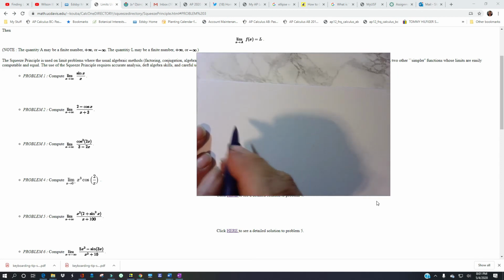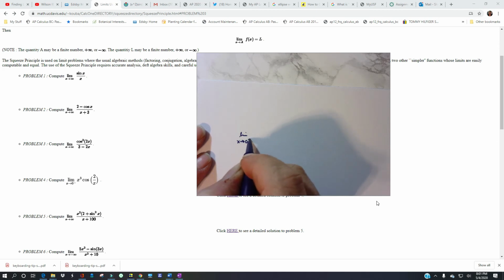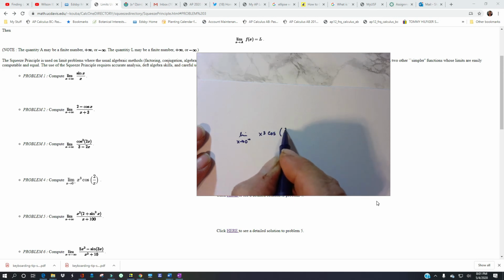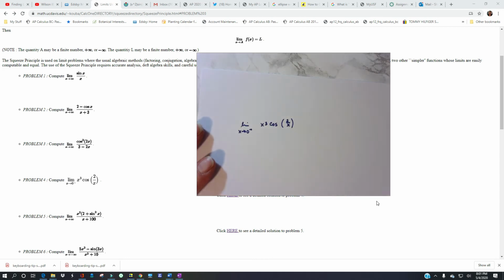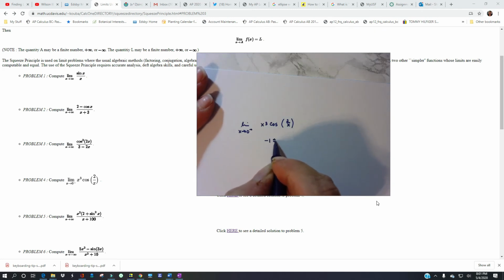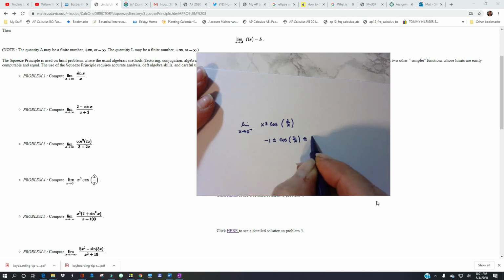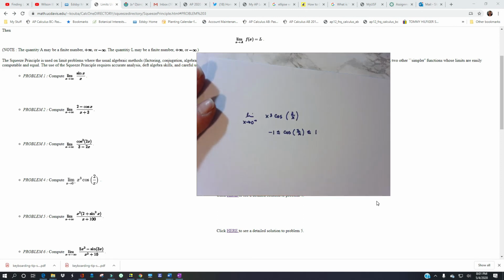All right, let's have a look at this one here because it's kind of cool. We want to find the limit as x approaches 0 from the left of x cubed cosine 2 over x. Now you notice this isn't cosine x anymore. It's got 2 over x in it, but that's okay. It's still got that trig function. So I'm going to say -1 is less than or equal to cosine of 2 over x is less than or equal to +1.